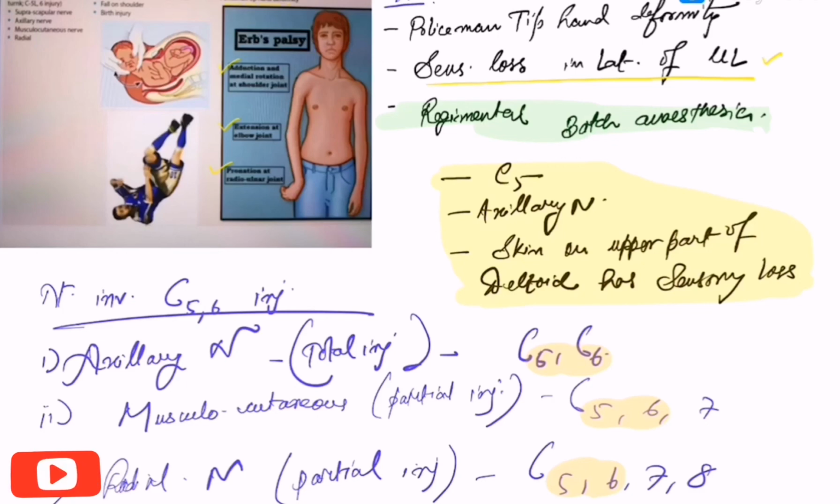Now, what are the nerves involved? The nerves involved in C5-6 injury are the axillary nerve, total injury with the root value of C5-C6, the musculocutaneous nerve, partial injury with the root value of C5, 6 and 7, and the radial nerve, partial injury with the root value of C5, 6, 7, 8. What is common is that all have a root value of C5 and 6.